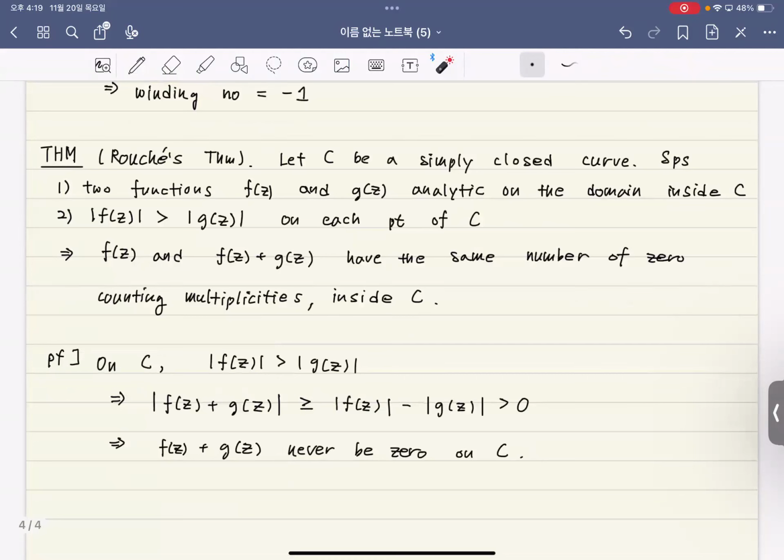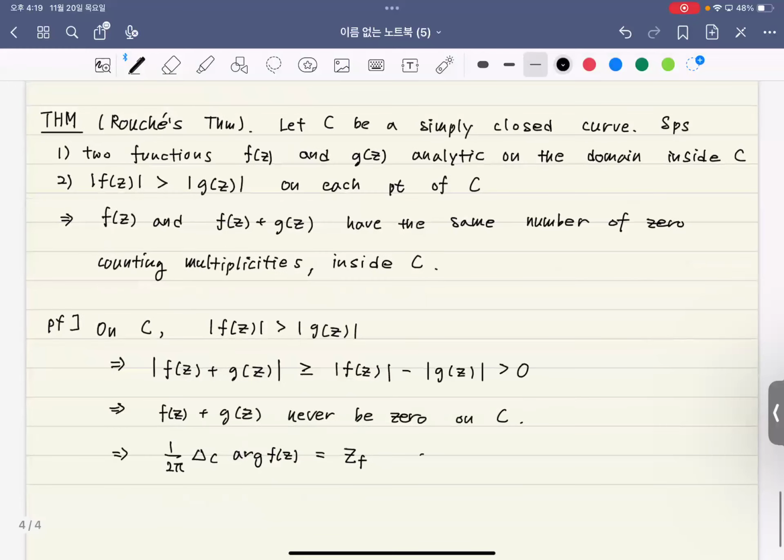And also, we are assuming that these two functions are analytic. Therefore, they have no poles inside C. So this implies the winding number of function f, so this is Z of f, and this is the winding number of f plus g.